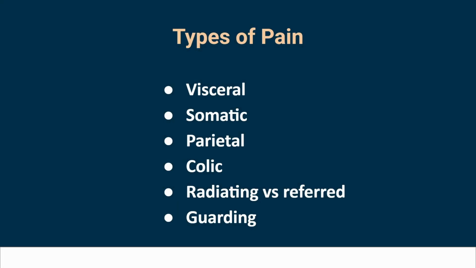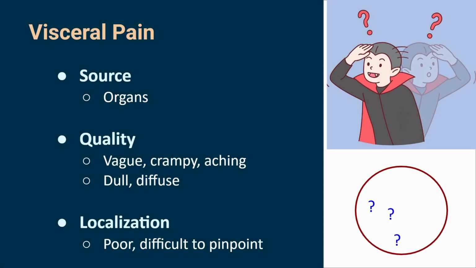All right, let's break down our types of pain. Visceral pain. I put a vampire here because it starts with a V. The source of your visceral pain is your organs, because they are deep in your body, which makes that pain vague. What is vague? Vague, crampy, aching, diffuse, dull.